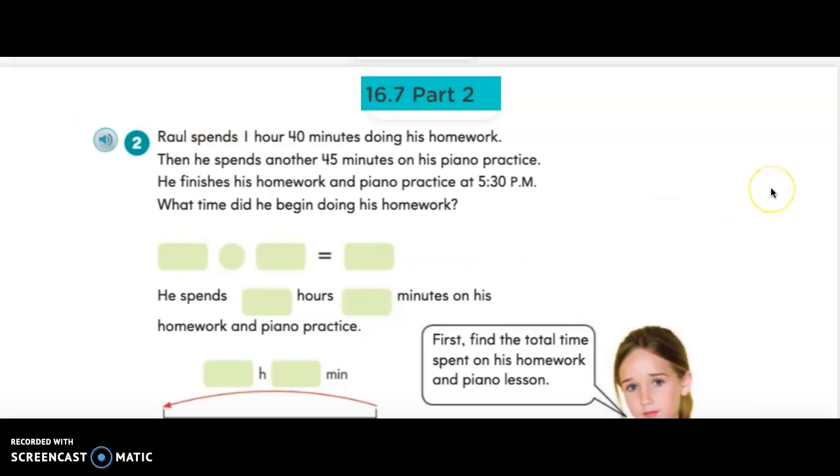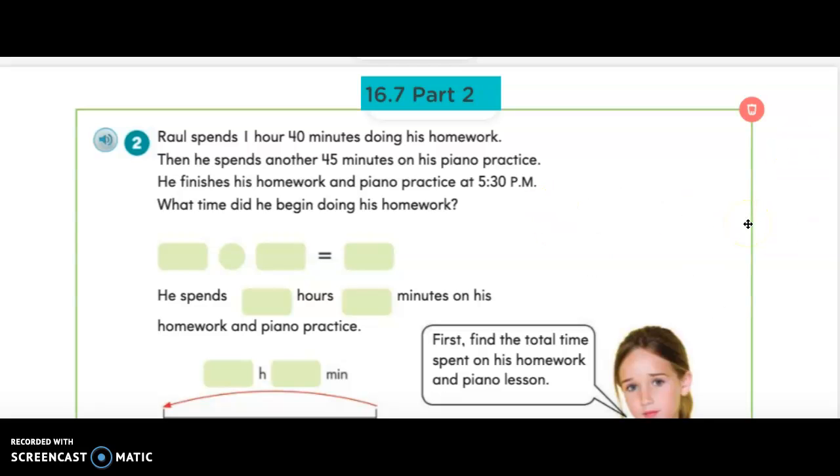So going to part 2 today. So again, we're doing multi-step word problems with time and temperature. We're mostly going to be focusing on just time here, but let's take a look at our first one we'll do together. So Raul spends 1 hour 40 minutes doing his homework.